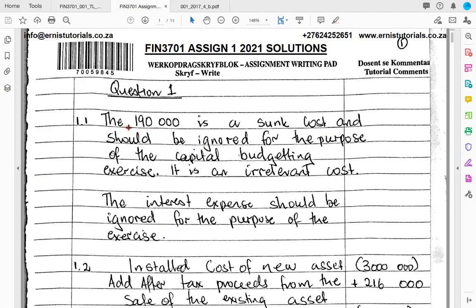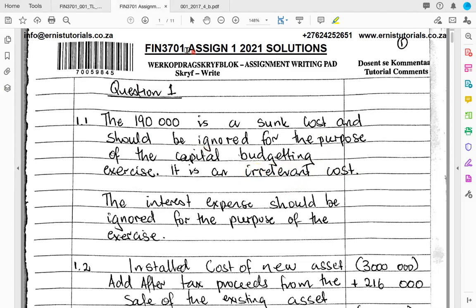Yeah, I say the 190,000 Rand is a sunk cost and should be ignored for the purpose of the capital budgeting exercise. We call that amount an irrelevant cost. It's not relevant because the cost cannot be recovered. Even if you decide not to invest, it's gone.